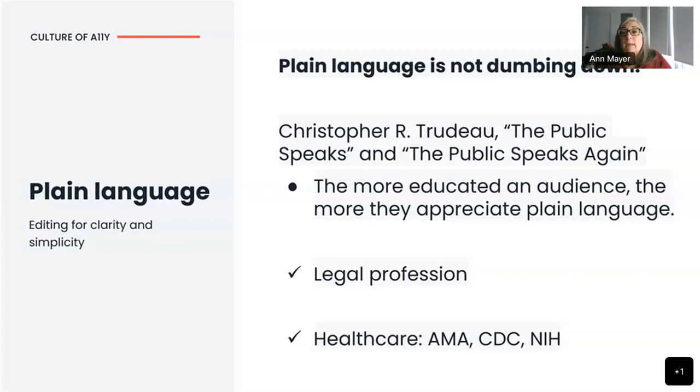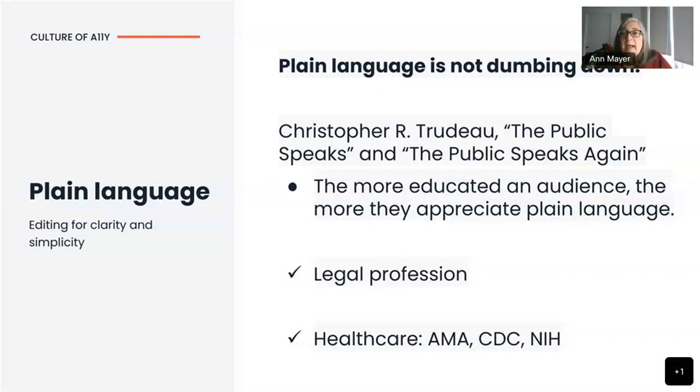If you want to read more about this, I've just put up the name of a couple of studies by Professor Christopher R. Trudeau. He did a meta study called The Public Speaks, and then a follow-up called The Public Speaks Again. And there are some really interesting observations in those, so I recommend checking those out.